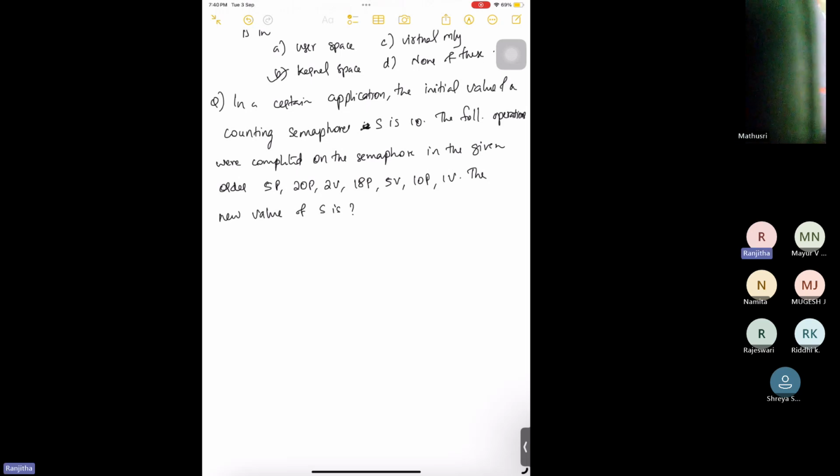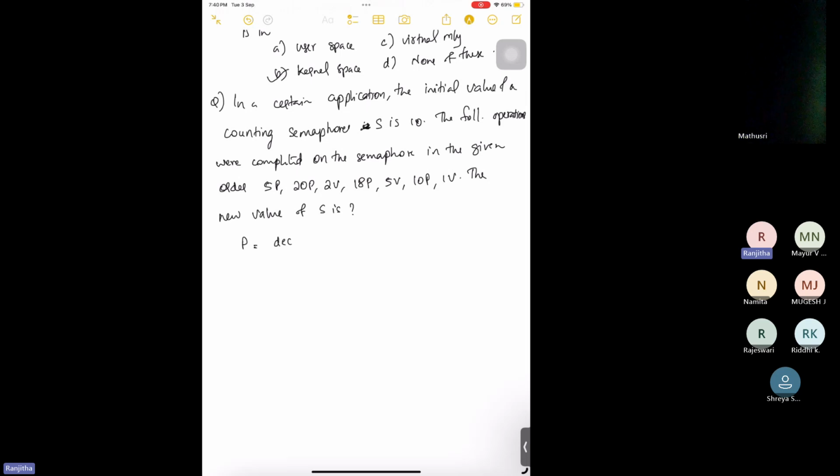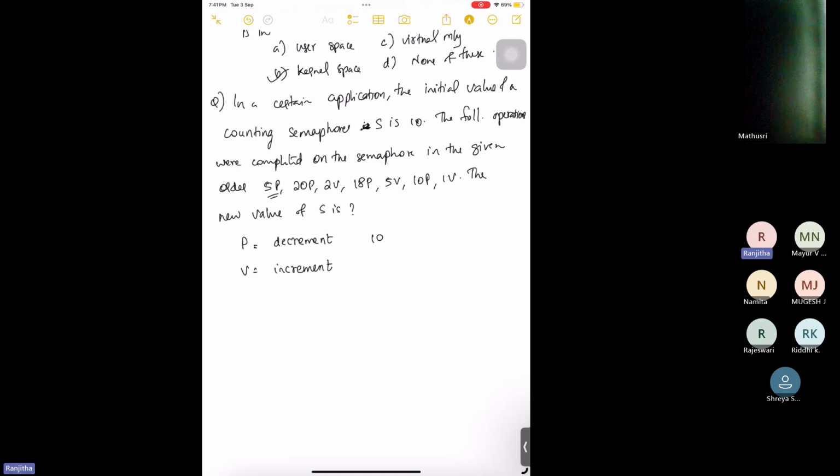Basically, the P operation is the decrement operation, and that is the lock, and V is the release, the increment. P will be done before entering the critical section, and V will be done after the critical section. So the initial value of S is 10, right? 5 P operations means decremented 5 times, so the initial value is 10 minus 5.